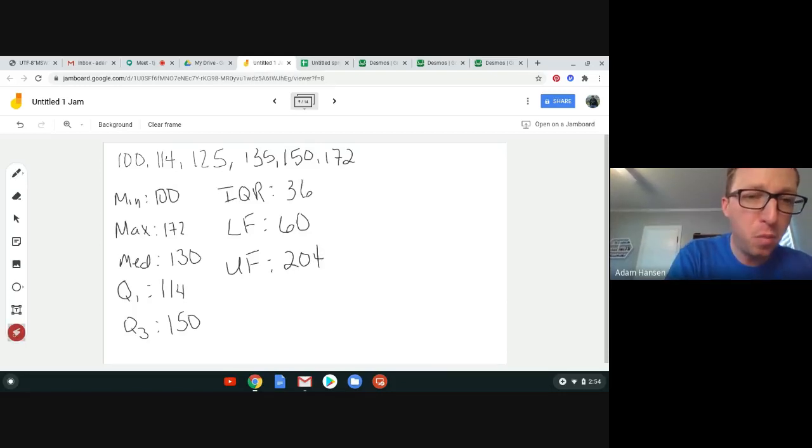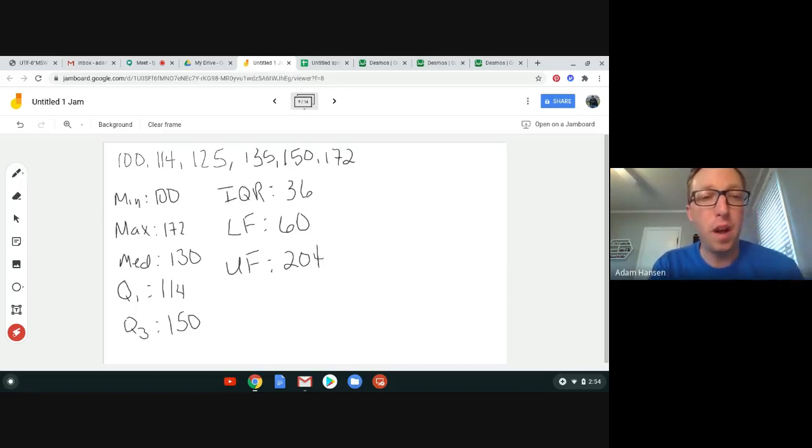Notice that the maximum would still be less than that. So there are no data values greater than the upper fence. There are no data values that are more extreme than 204. So we have no outliers on the right.